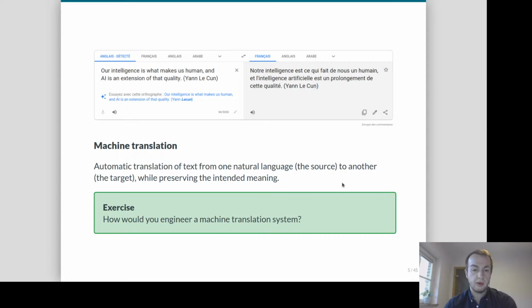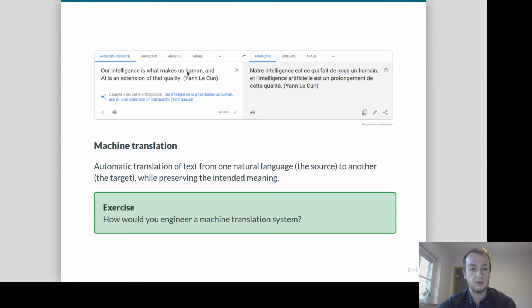So machine translation is the problem of automatic translation of text from one natural language, which I will call the source, to another language, which I will call the target. And of course, we want to produce this translation while preserving the meaning, the semantics of the source sentence, right? So for example, if you go on Google Translate, you could type a sentence like this in English, which says, "Our intelligence is what makes us human, and AI is an extension of that quality." This is a quote from Yann LeCun.